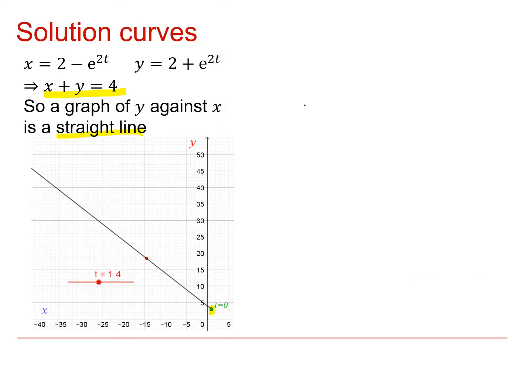So in summary then, when we're looking at the solution curves, it's useful to look at the individual curves, both for x against t and y against t, and also to try and establish a relationship between x and y, accepting that the equations we've got are parametric equations for x and y in terms of parameter t. So we also want to look at x against y.